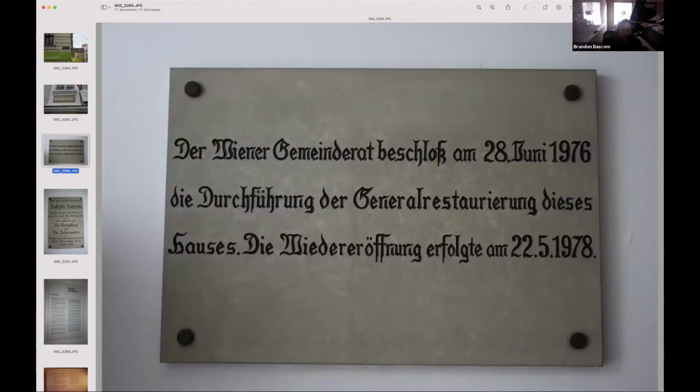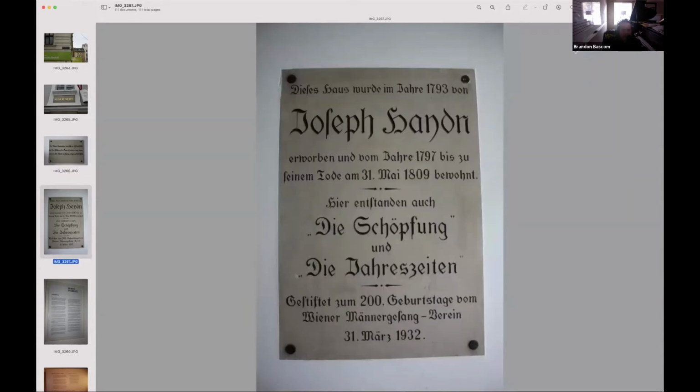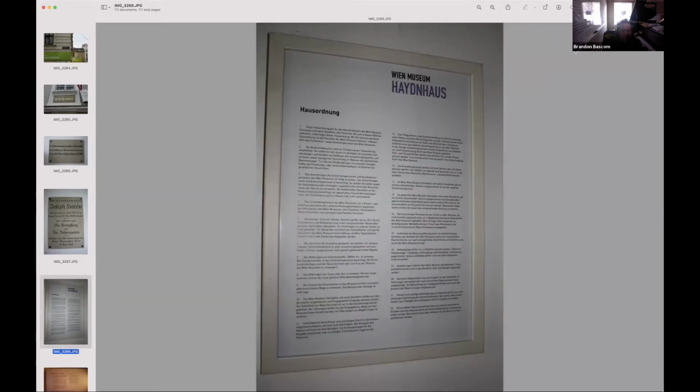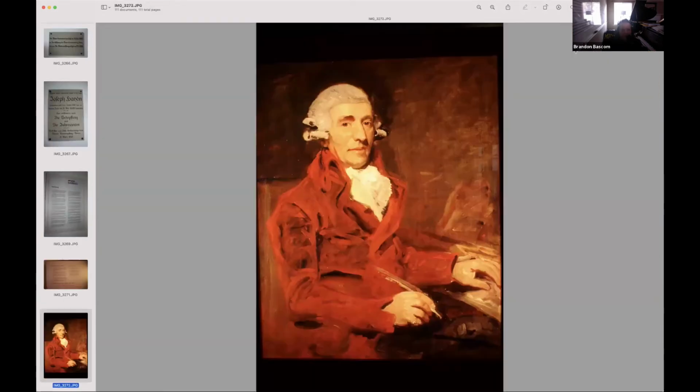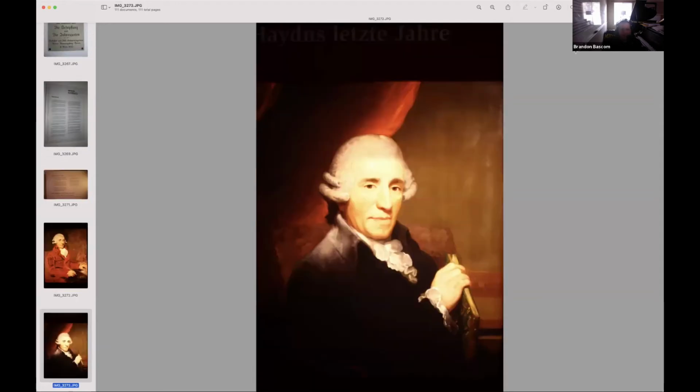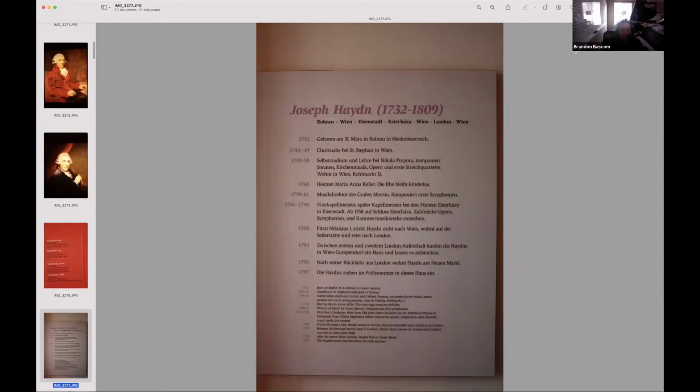So this is the house of Haydn. He lived here from, what does that say? That's not right. 1976 is not right. This is what we want. He lived here from 1797 to 1809. There's a photo of him with his wig. There's a few photos of him at the house.